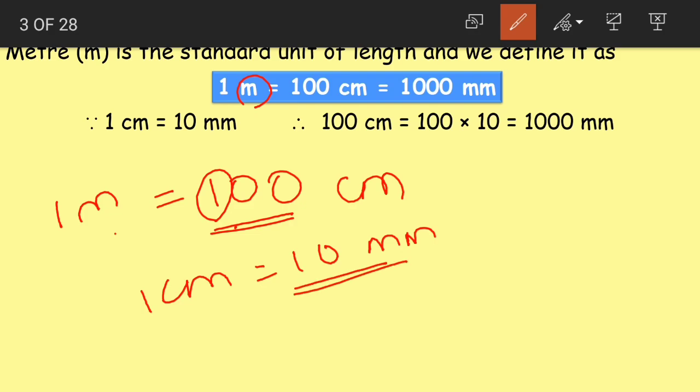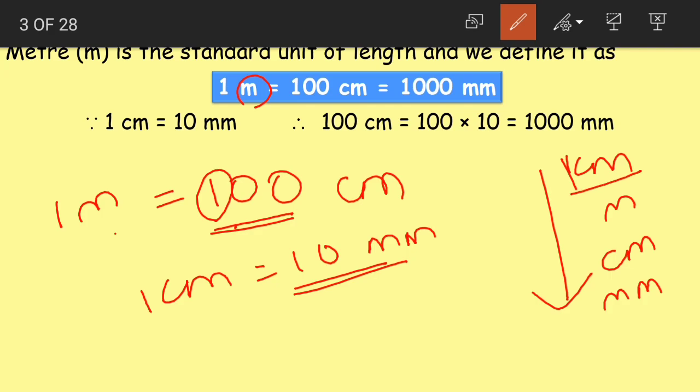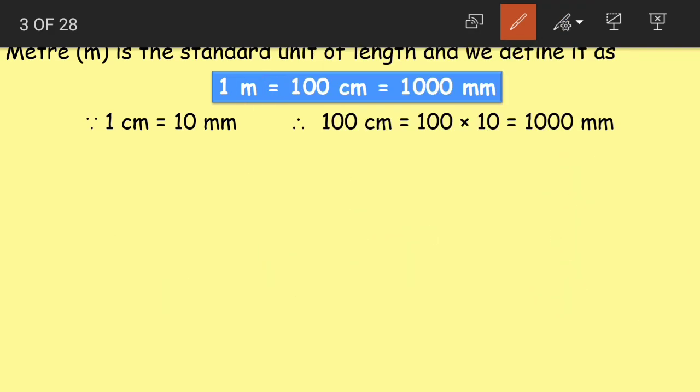Yes students, see how it is: we have kilometers, then we have meters, then we have centimeters, and then we have millimeters. Okay students, this is the hierarchy. Kilometers, meters, centimeters and millimeters. Now 1 meter is equal to 100 centimeters, and 1 centimeter is equal to 10 millimeters.